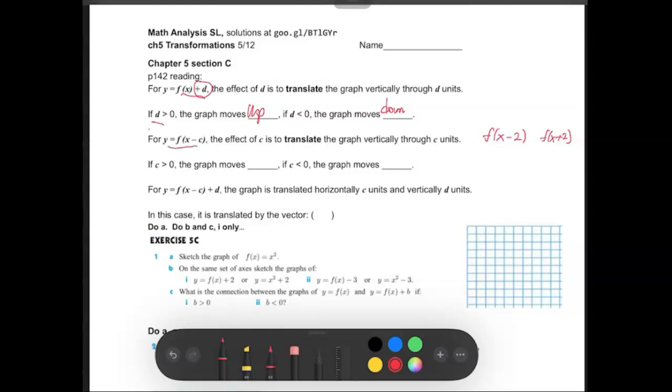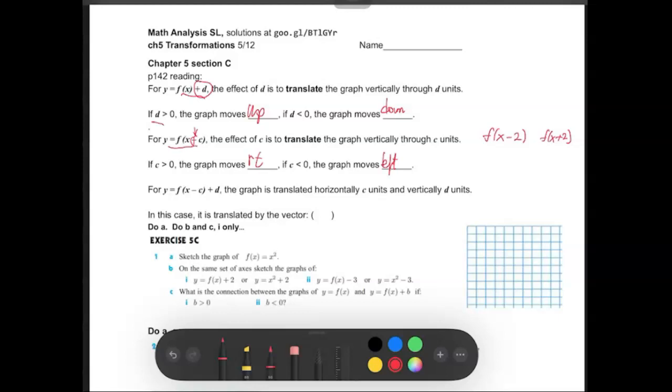If y equals f of x minus c, the effect of c is to translate the graph horizontally through c units. Okay, so when the addition or subtraction is inside, instead of going vertically, it goes horizontally. Do you see how the default format has a subtraction there? The reason they put that subtraction there is so that the c value will do what you would think it does. When c is positive, the graph moves to the right. And when c is negative, the graph moves to the left. That's what you would imagine would happen, right? So in order to maintain what you normally think would happen, they put a subtraction sign there.